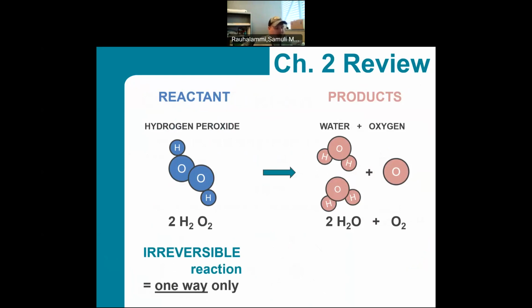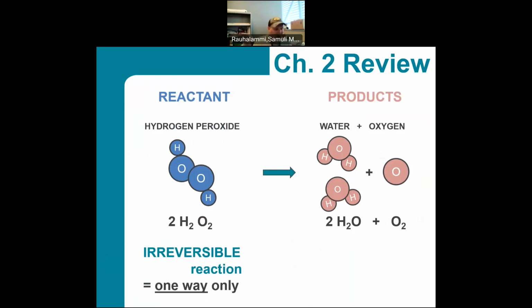These kinds of reactions, such as here, where the hydrogen peroxide breaks apart into water and oxygen, and that's the only direction where the reaction can go, are known as irreversible reactions. We can't take water and oxygen and, in a normal room setting, just expect them to form hydrogen peroxide. It doesn't work that way.